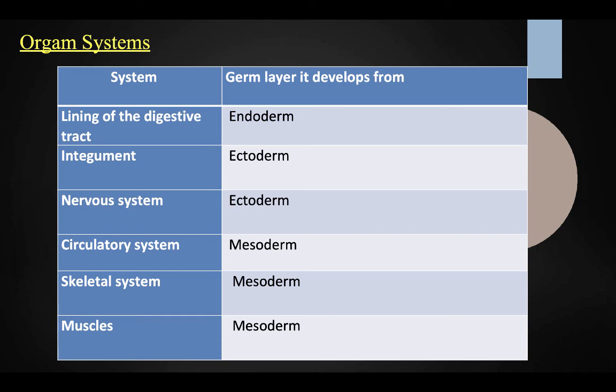So this just kind of gives you an idea of looking at what germ layers and what systems are related. And you see that the mesoderm is responsible for the circulatory, skeletal, and muscles. The ectoderm is important for the integumentary system and the nervous system. And the endoderm is for the digestive tract.